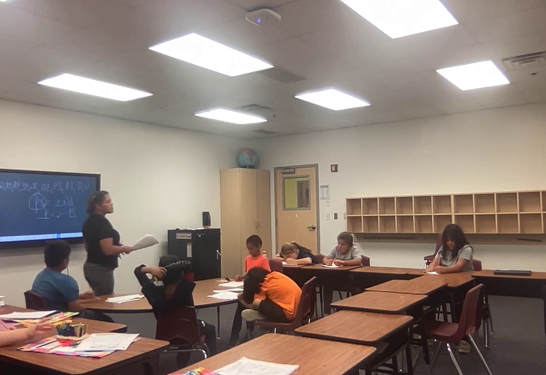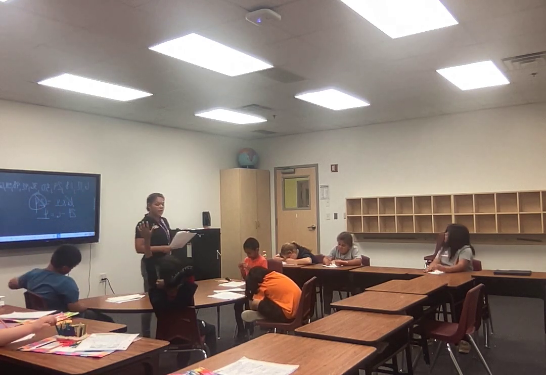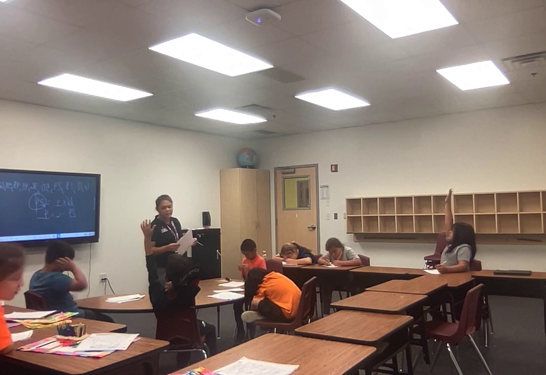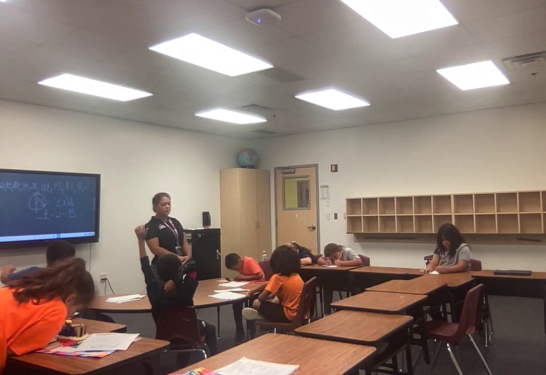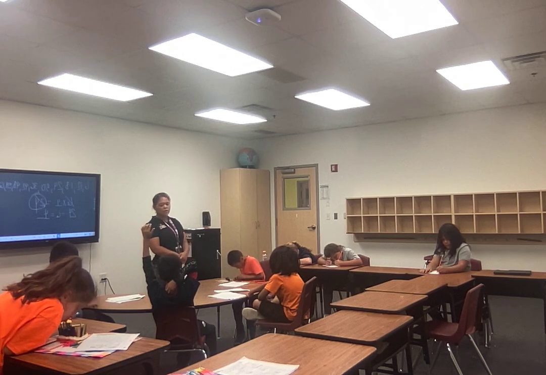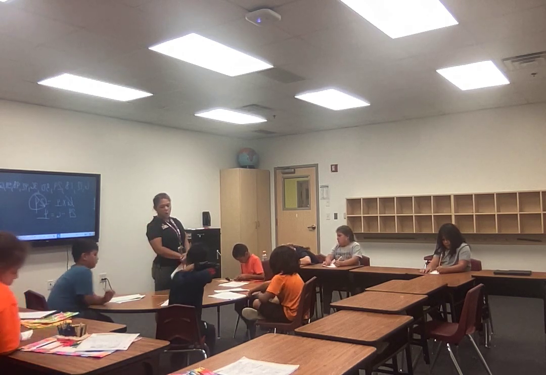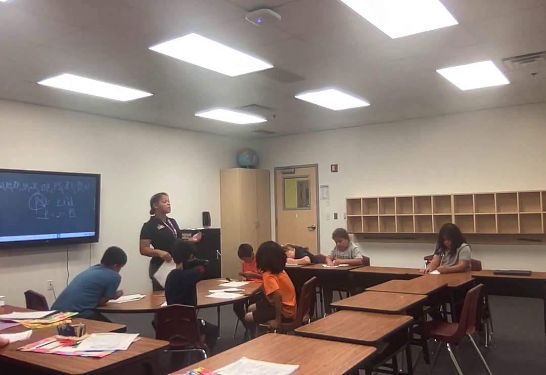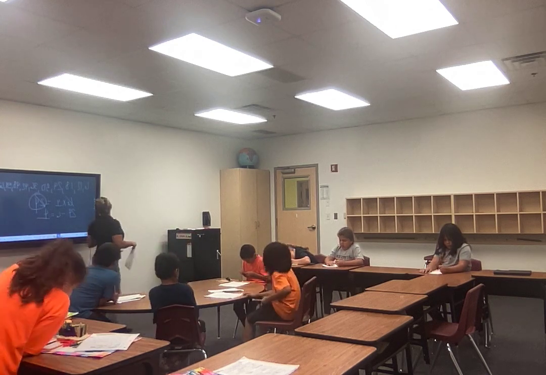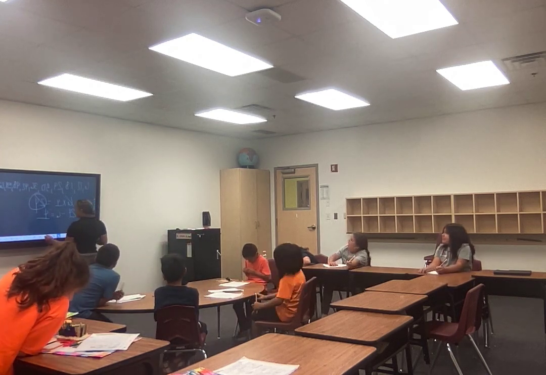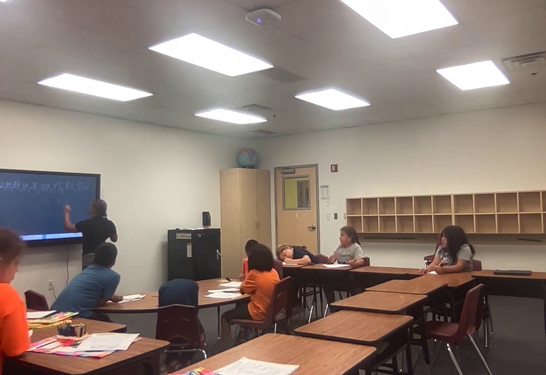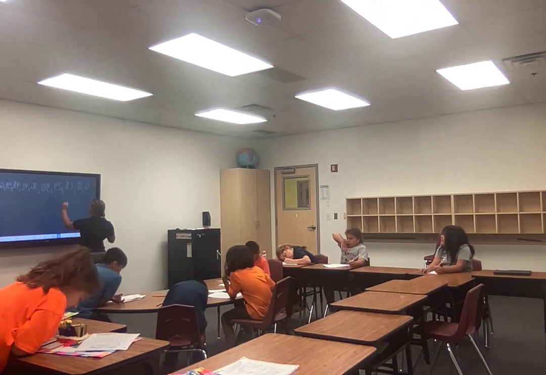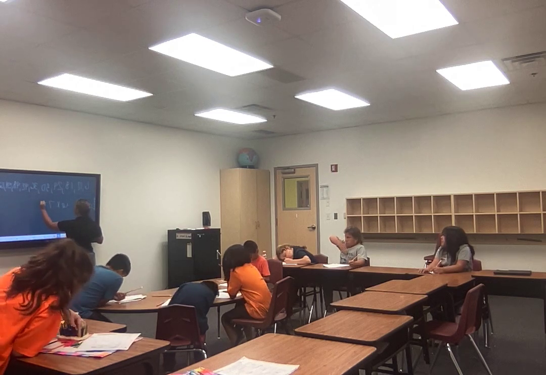Alright, what is the last number that we ended on with that one, number 3? At the top. What number did you end on? 42. Good job. So if I have 42, then my problem would have been what? 6 times what equals 42? 7. So I have 6 times 7 equals 42.